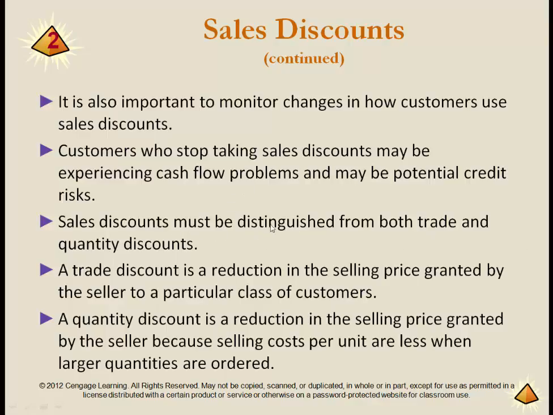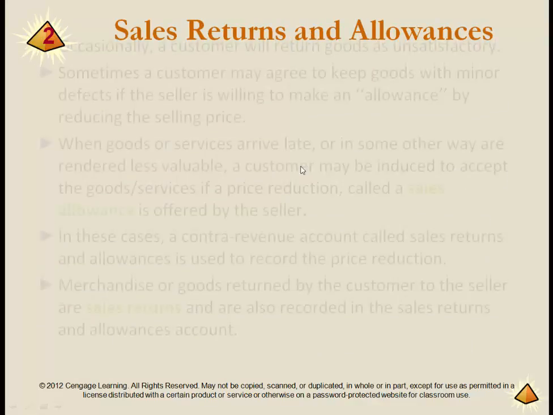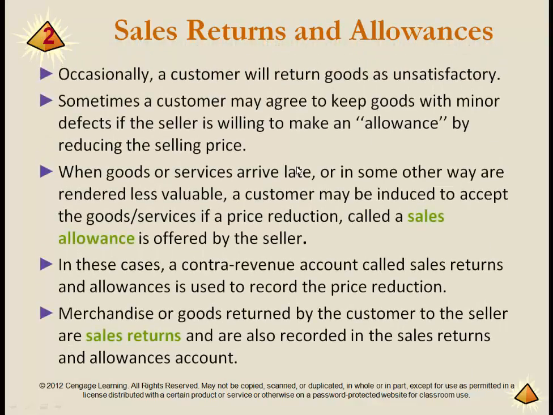The sales discount is really an early pay discount. Trade and quantity discounts are really driven by what happens in the trade. Sales returns and allowances. This is a little different than sales discounts. A return and allowance is when there's something wrong.